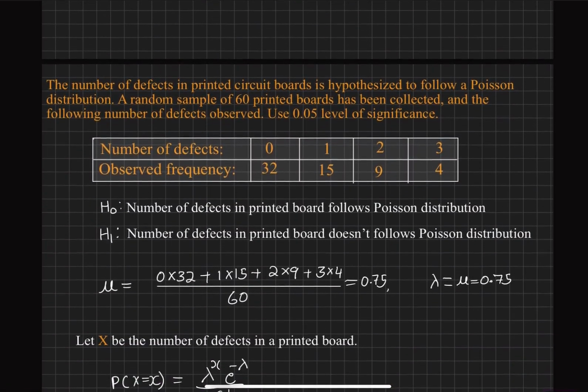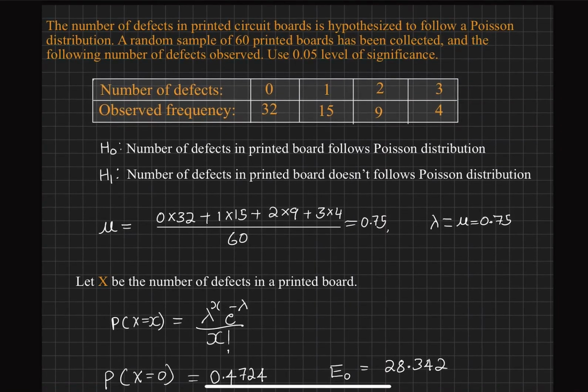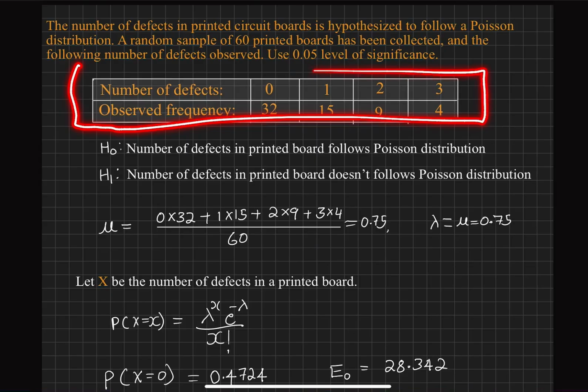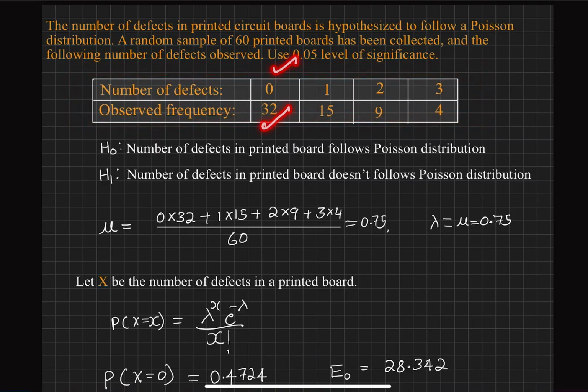Let us see one more problem. Here I have considered a data which is assumed to follow Poisson distribution. Let us see whether the assumption that the data follows Poisson distribution is correct or not. Here a table is given in which the number of defects observed in printed circuit boards is listed out. 0 defects were observed in 32 boards and 1 in 15, 2 in 9 and 3 in 4 boards.